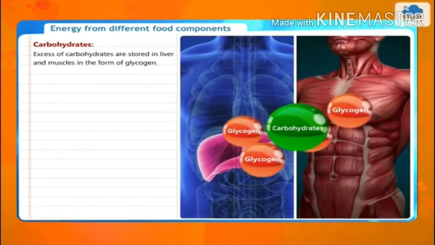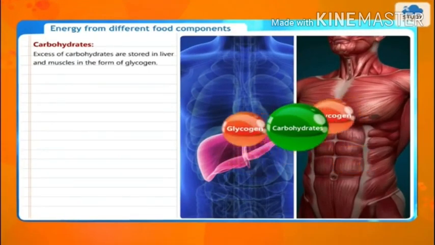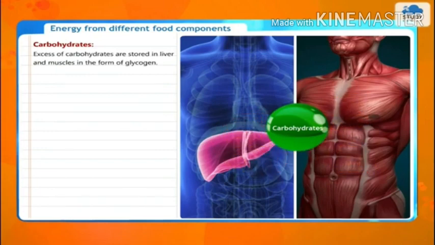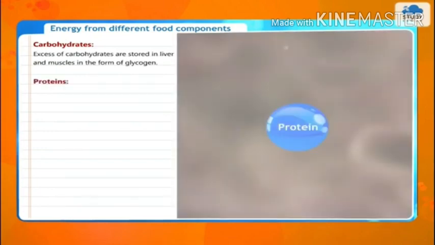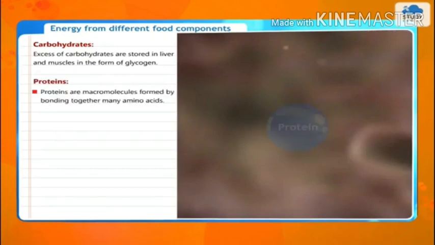Energy from different food components. First one, carbohydrates. Excess carbohydrates are stored in the liver and muscles in the form of glycogen.